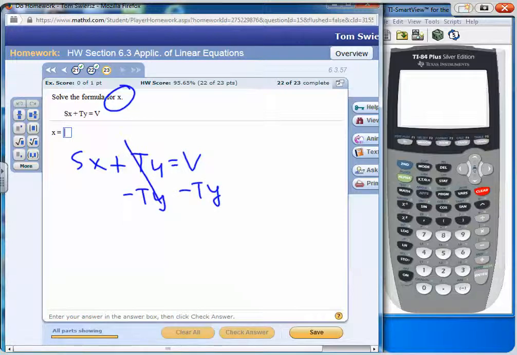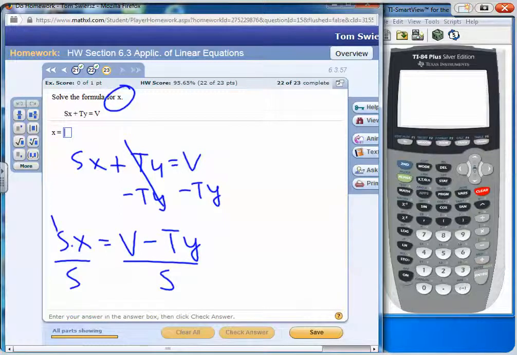Ty minus ty is 0. That's why we did it. What remains on the left side is s times x equals, here we have capital V minus capital T times y. That's one term. Solving for x, it's multiplied by s. So we're going to divide both sides by s, because on the left side, s divided by s is 1. 1 times x is x. So we get x equals, right? We got our answer, x equals, and then we have what?